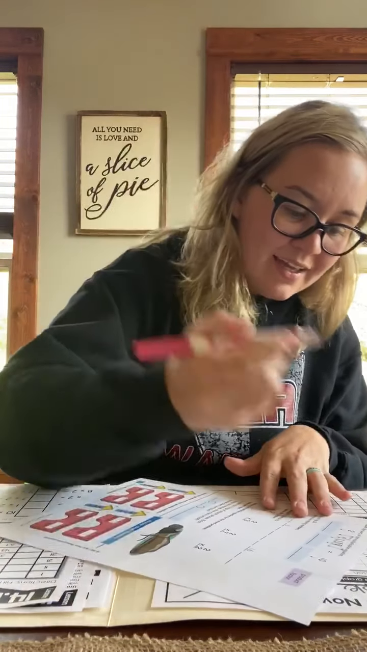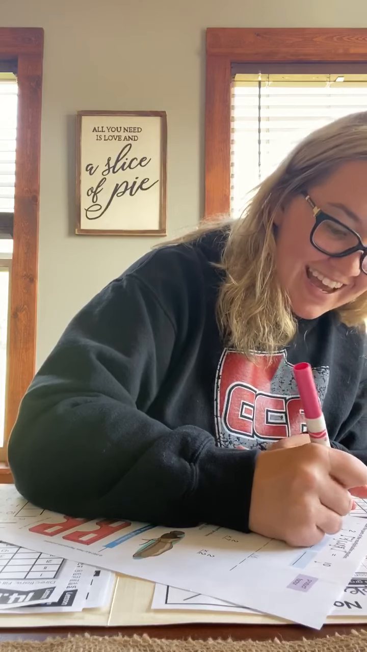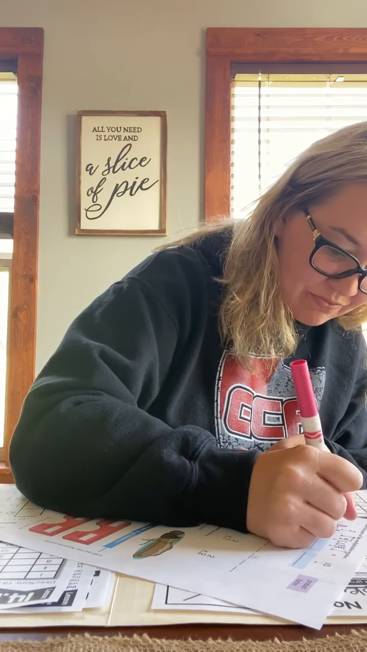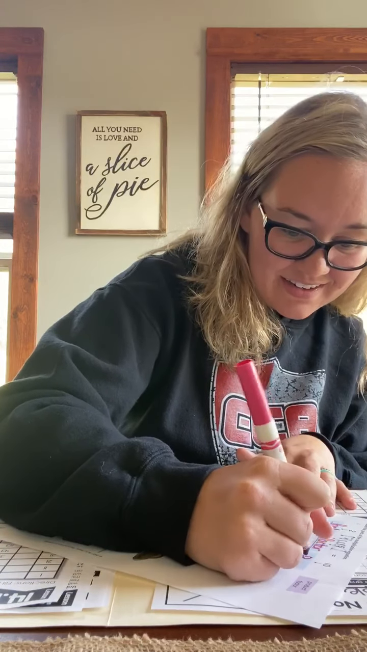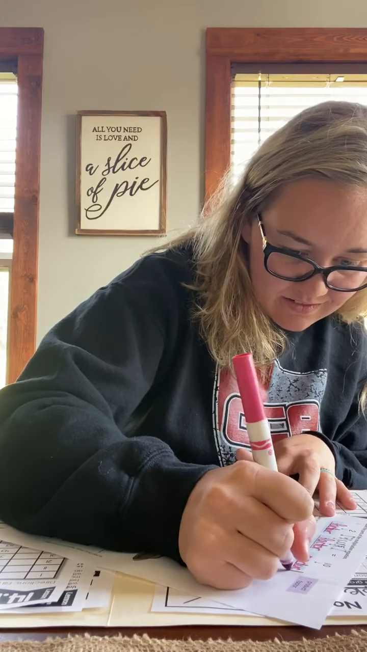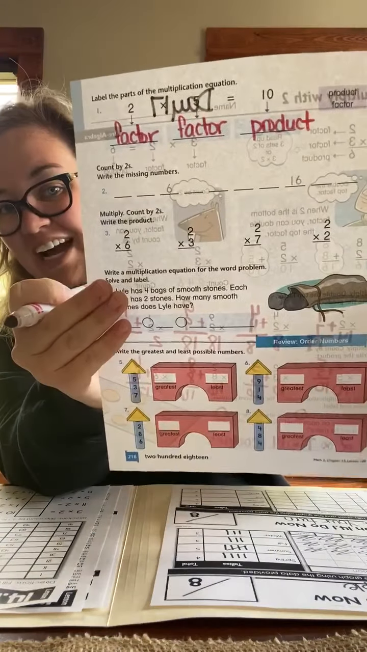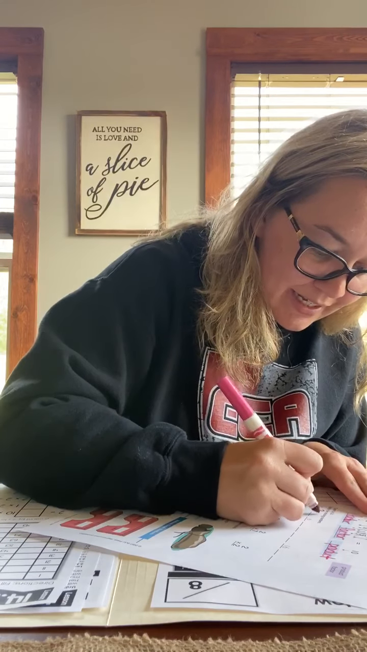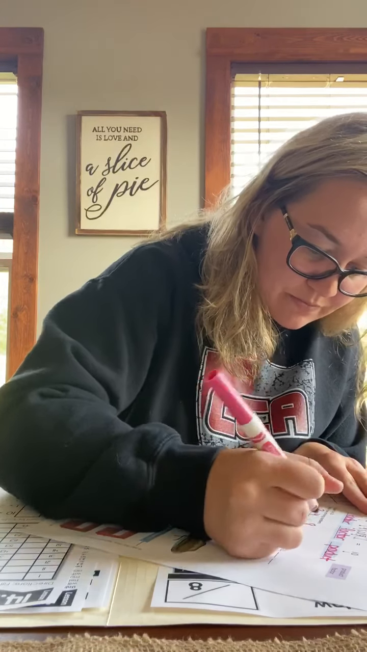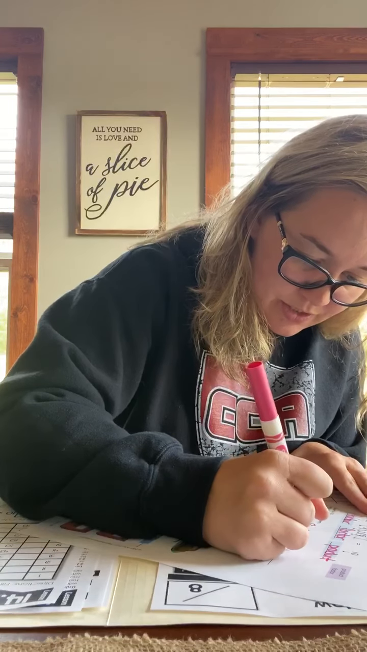So on the back, the 2, you should say, is a factor. The 5 is a factor. And the 10 is our product. Okay, so you should have factor, factor, product. Good. All right, number 2, I'm going to do it silently while you do it. Go ahead and fill in. You're counting by 2s. Starting with 2.